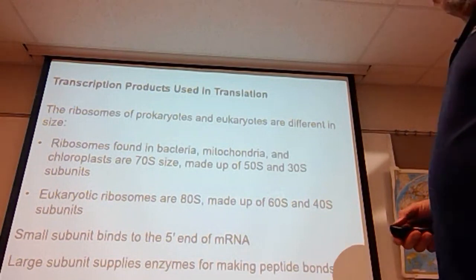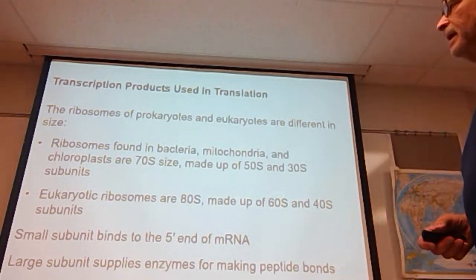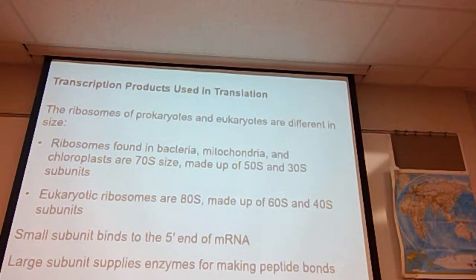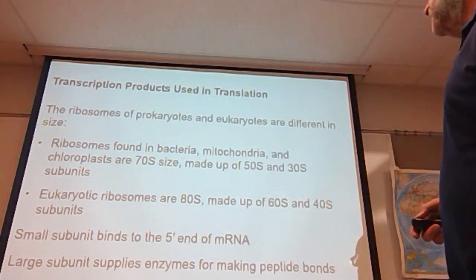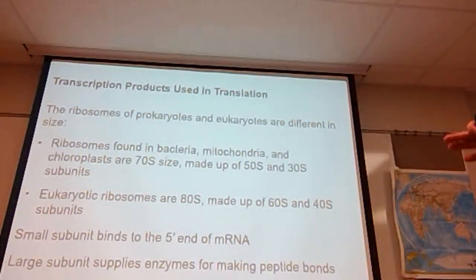What I want you to remember about ribosomes is they are composed of 2 parts, a large subunit and a small subunit. The small subunit binds at the 5' end, the large subunit at the 3' end, and the large subunit supplies enzymes for making peptide bonds.